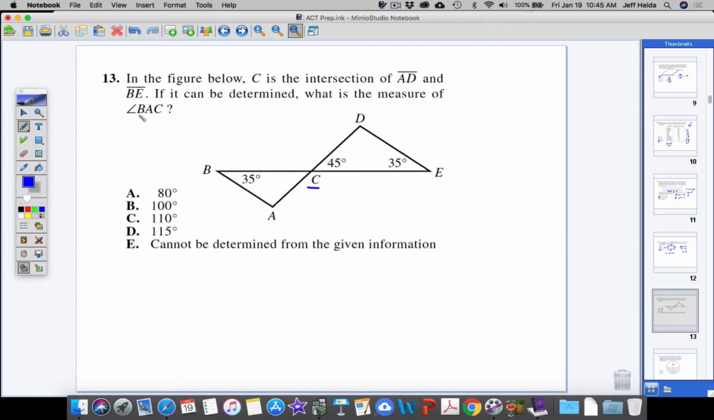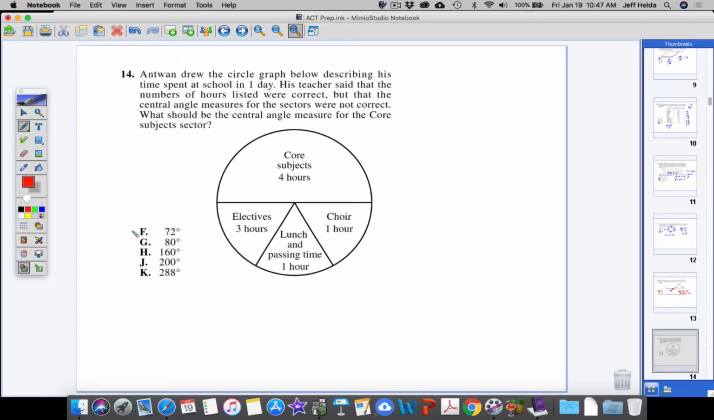If it can be determined, what is the measurement of angle BAC? So we're looking for the measurement of angle A right here. You remember that the sum of the interior angles of a triangle equals 180 degrees. So if we can find this angle, and we know this is 35, we can calculate A. Since angle DCE is 45, this angle is 45 as well. So it's 180 minus 35 minus 45, which is 180 minus 80, which is 100. The answer is B.